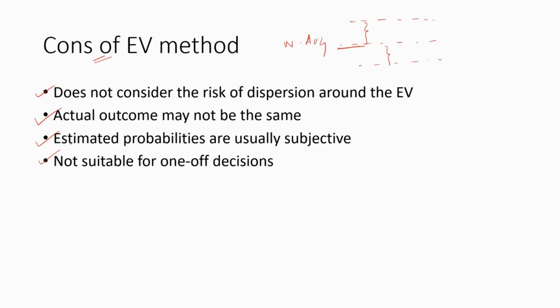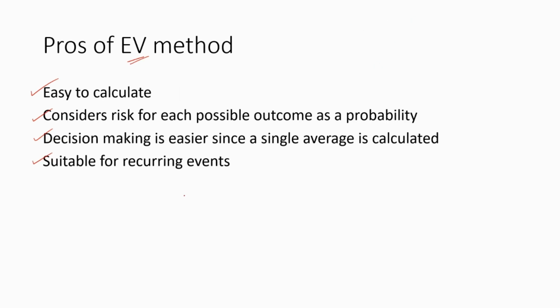Not suitable for one-off decisions. One-off decisions are decisions that are not taken regularly. As we discussed here, this is suitable for recurring events. The expected value method is not suitable for one-off decisions.